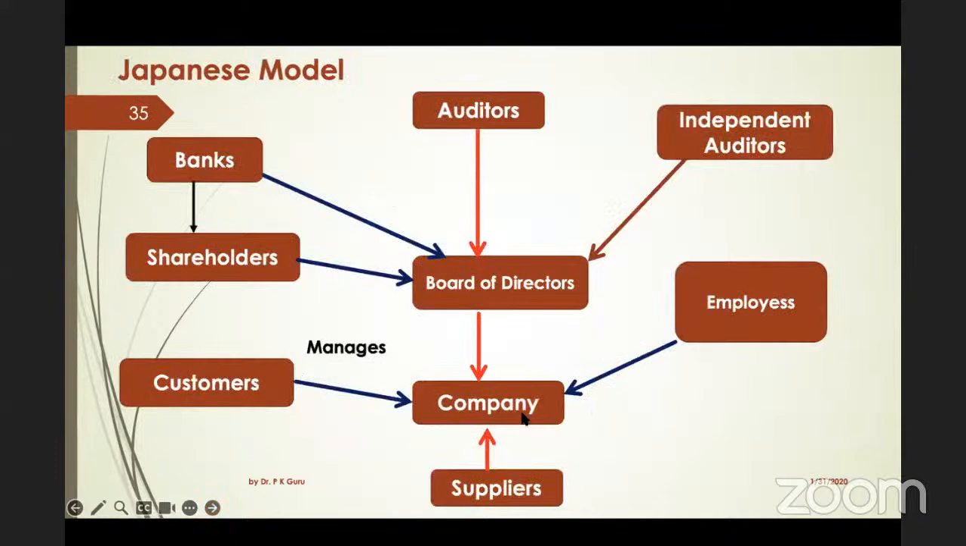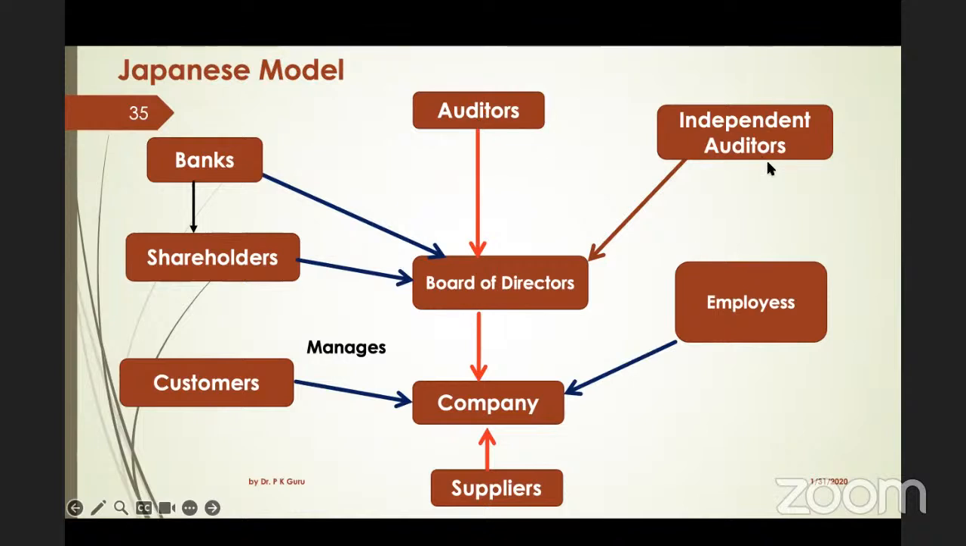Next is the Japanese model. This diagram also, it more or less is the same as Anglo-US, but here you can say there are two things. Banks can control the board when the company is not performing properly. Otherwise, in normal times, banks are only shareholders. Banks invest in equity. They don't directly come into the board, unlike in Germany. And you have independent auditors, then there is no double board. It is only a unitary board.